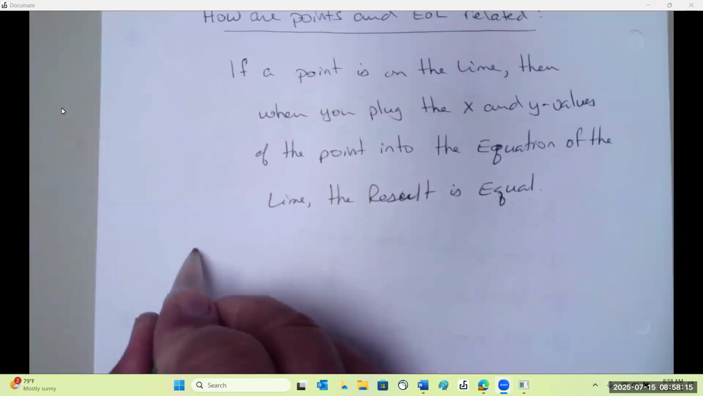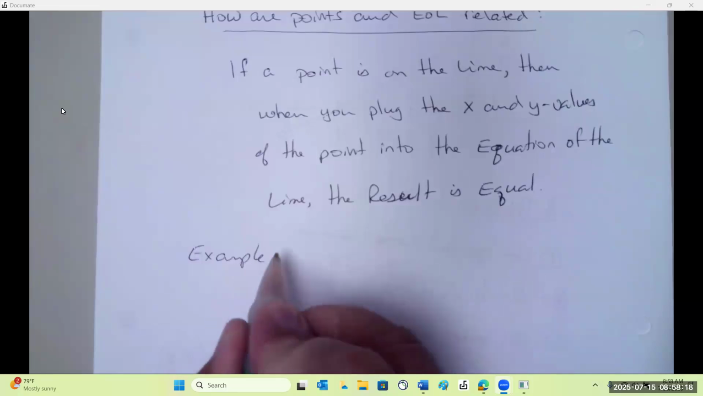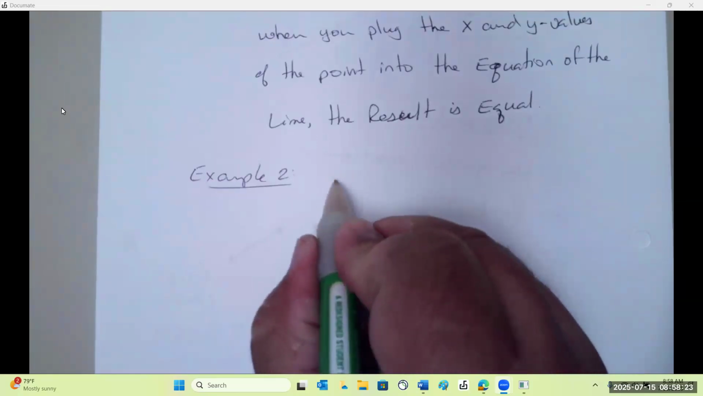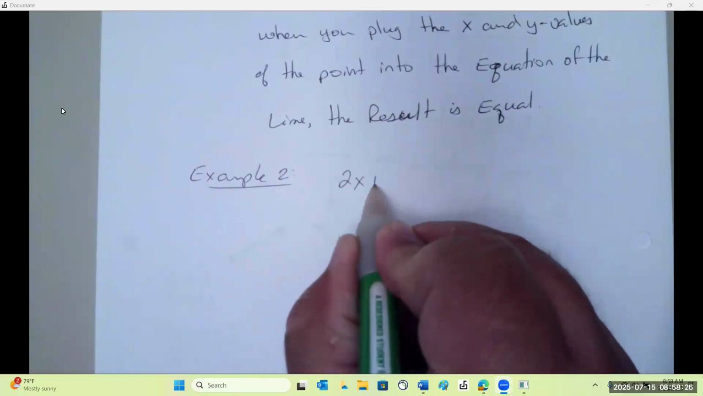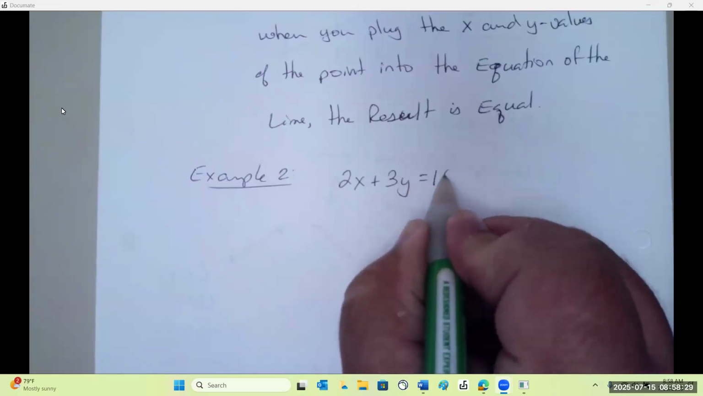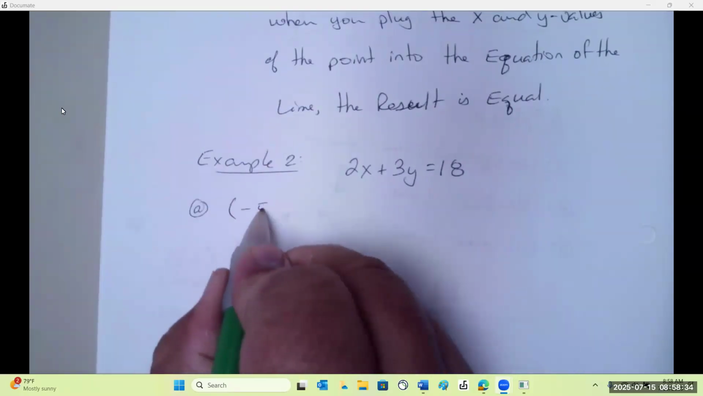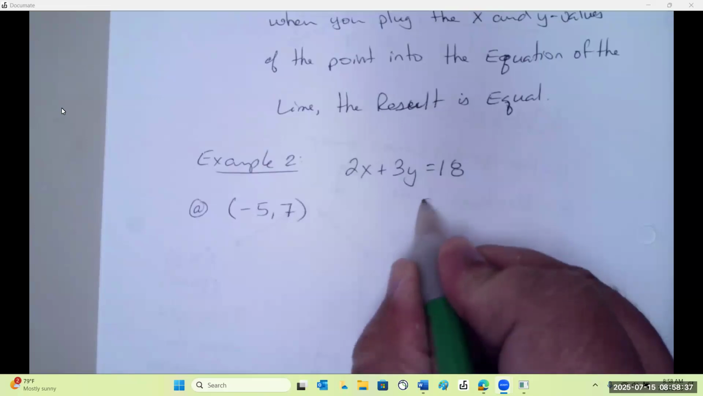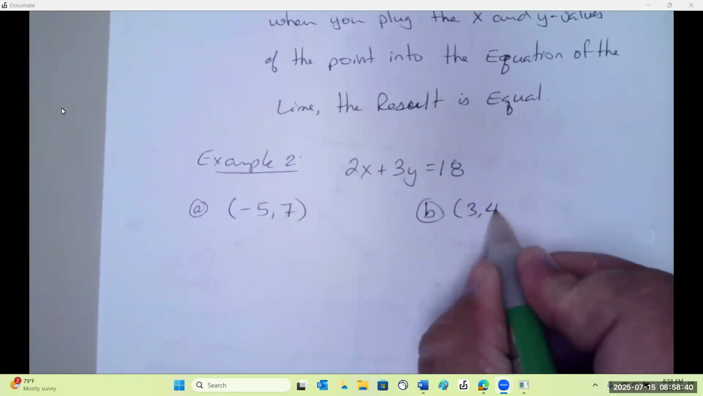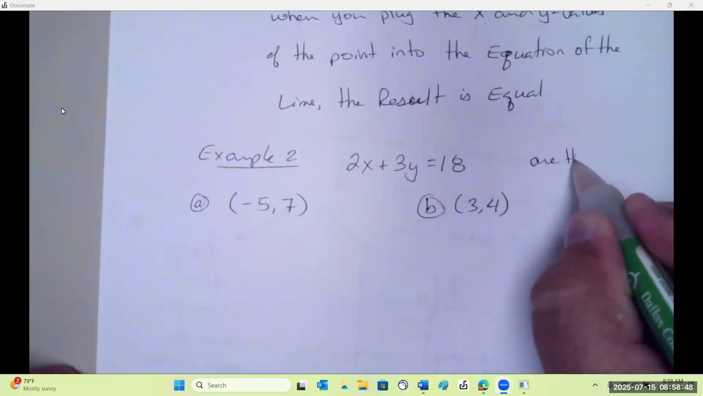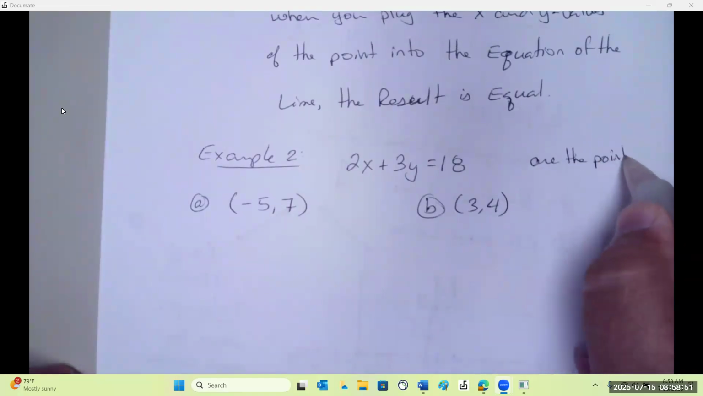So, for example, here's your equation: 2x plus 3y equals 18. Tell me if these points are on that line. Are the points on the line?